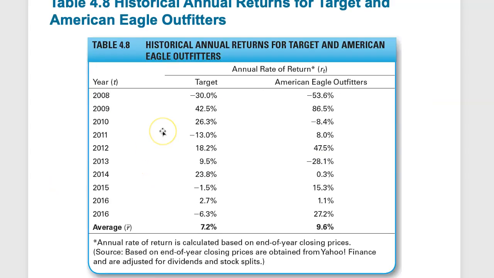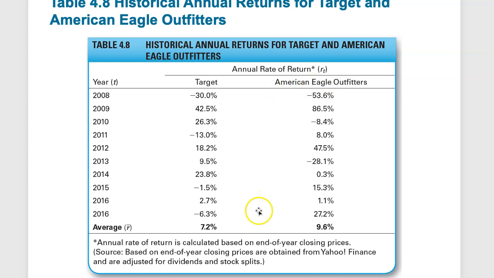But basically, the first thing we're going to need is to look at the average return. So if we have the stock and we have the returns for a certain period of years, we can get the average return, or what we call R with a line above it, an overline, I guess I'll call it. And we can have a look at Target, American Eagle Outfitters, and the average return.